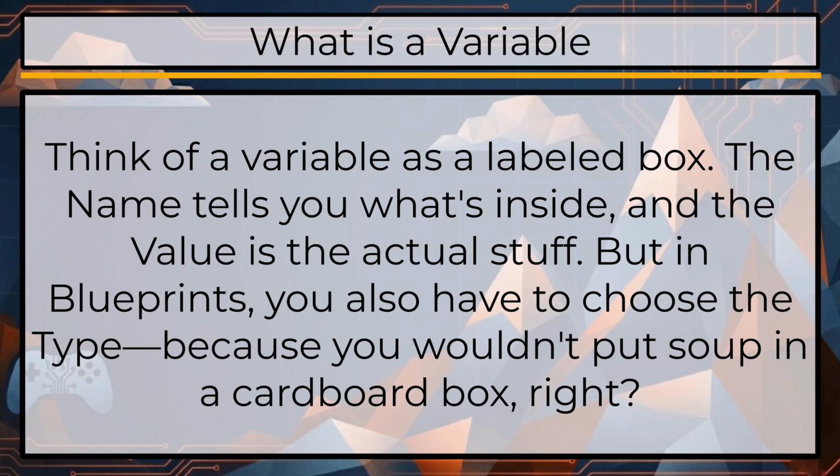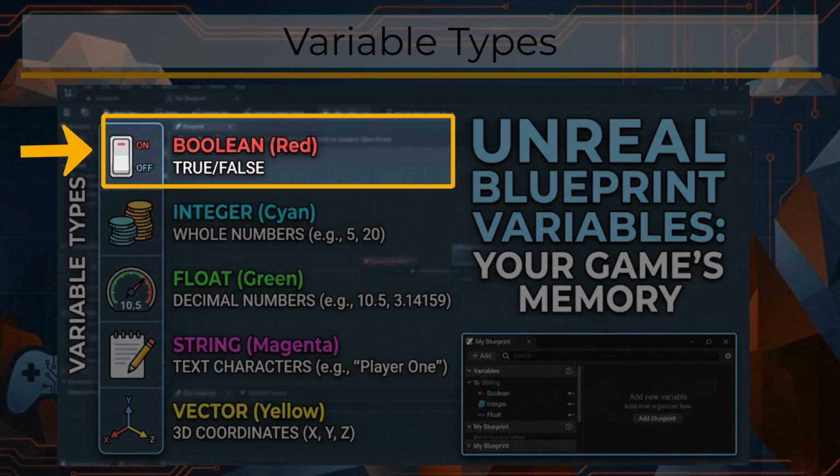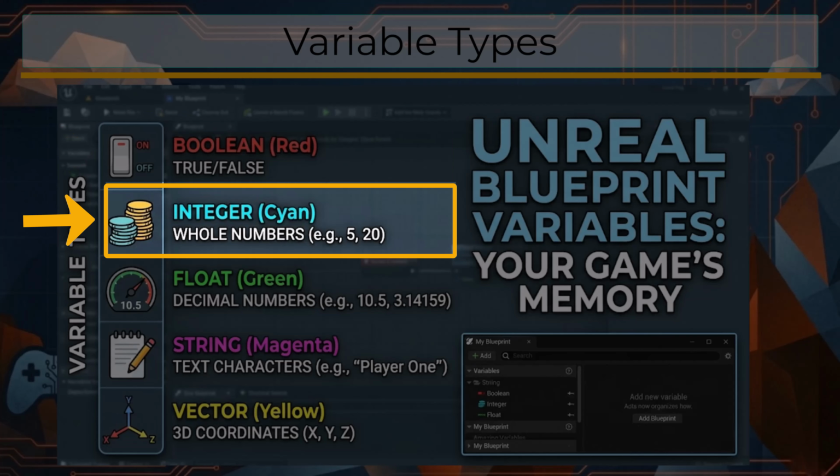So first, we have booleans. You'll recognize these by their red color in Unreal. Booleans are pretty simple. They're either true or false. You use them for switches like is the door open, is the player jumping. Next, we have integers, which are cyan colored. They're for whole numbers, so no decimals allowed. If you're counting something that doesn't split, like player score or ammo count, you can use integers.